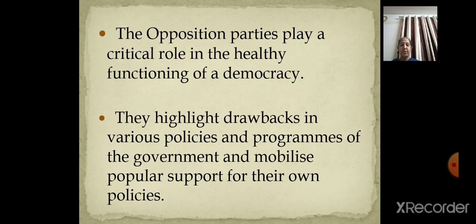So, asking questions of the government is a crucial task for every MP. The opposition parties play a critical role in the healthy functioning of a democracy. They highlight drawbacks in various policies and programs of the government and mobilize popular support for their own policies.